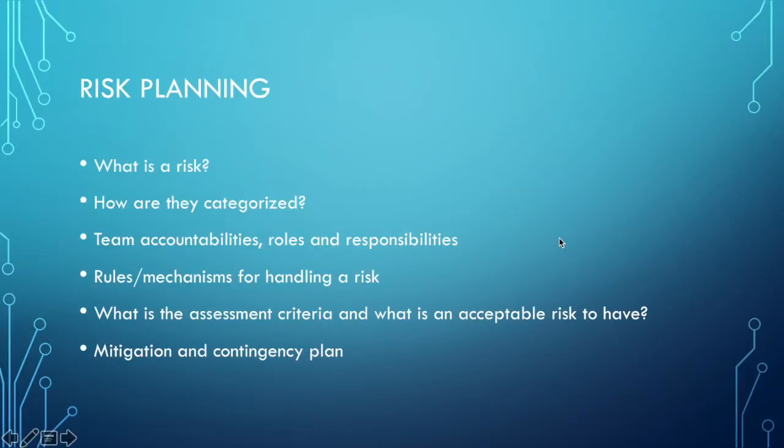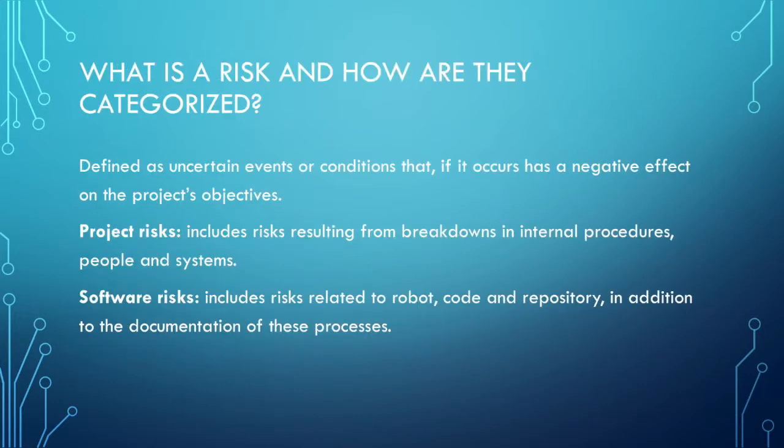So to begin, we'll be going through the basics of our risk plan. We'll talk about what we define as a risk, how we categorise them, the team accountabilities, roles and responsibilities, the rules and mechanisms that we have for handling a risk, what the assessment criteria is and what is an acceptable risk to have, and then also our mitigation and contingency plan.